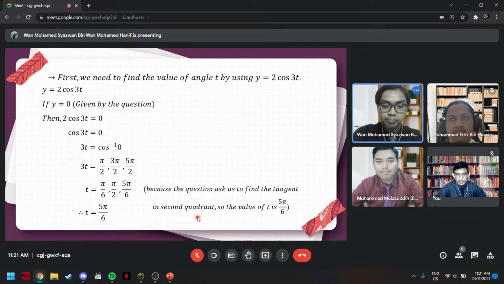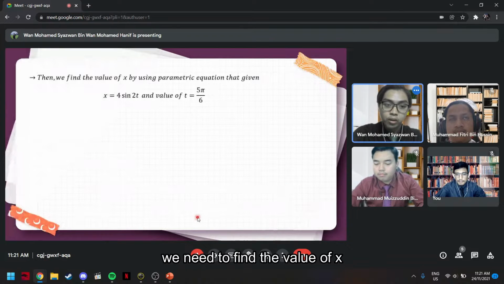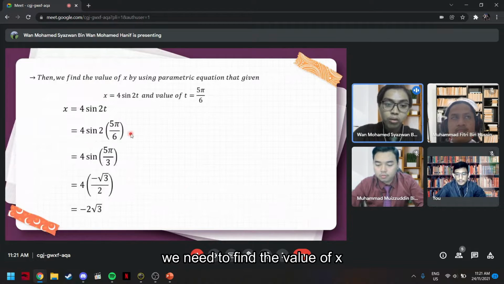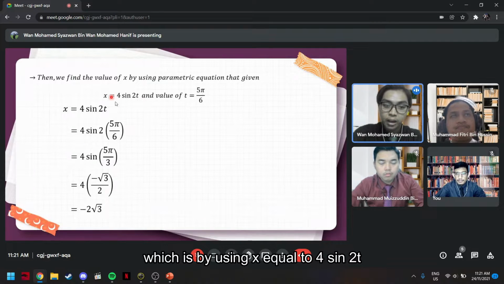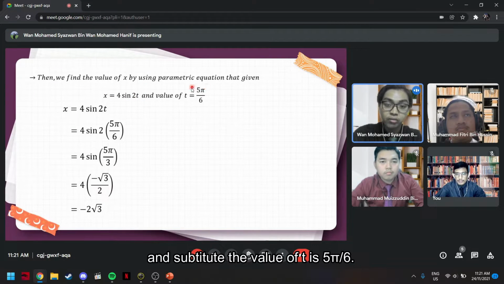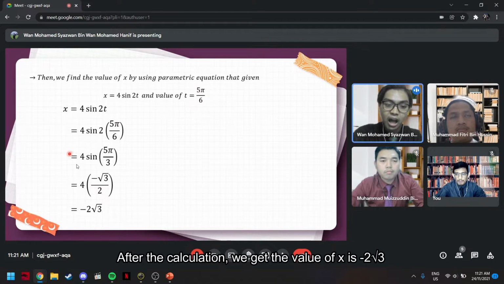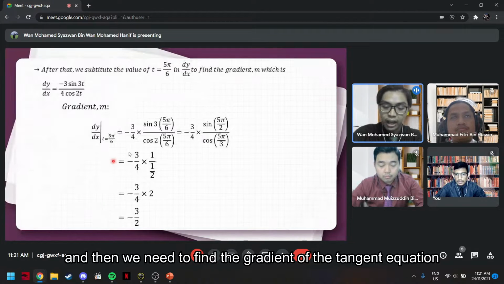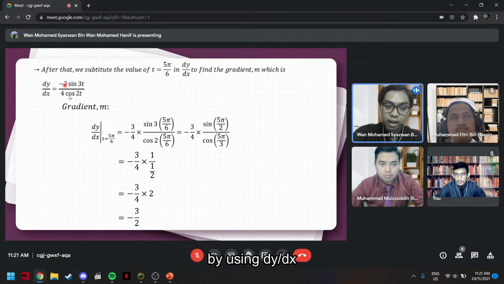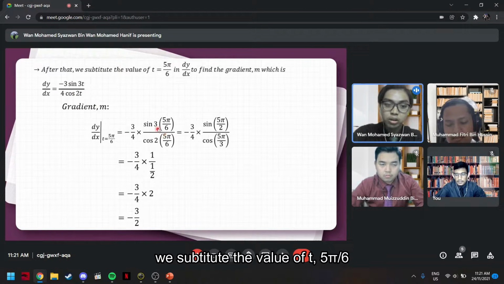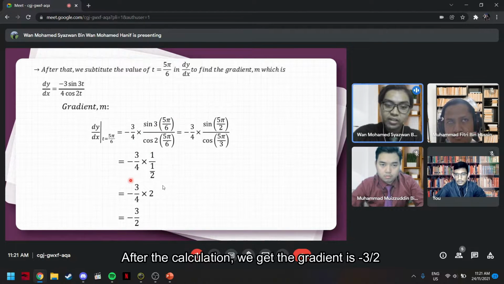Thank you. Okay, next. We need to find the value of x, by using x = 4 sin 2t and substituting the value of t with 5 pi over 6. After the calculation, we get the value of x is negative 2 sec 3. And then we need to find the gradient of the tangent by using dy/dx. We substitute t = 5 pi over 6 into dy/dx. After the calculation, we get the gradient is negative 3 over 2.